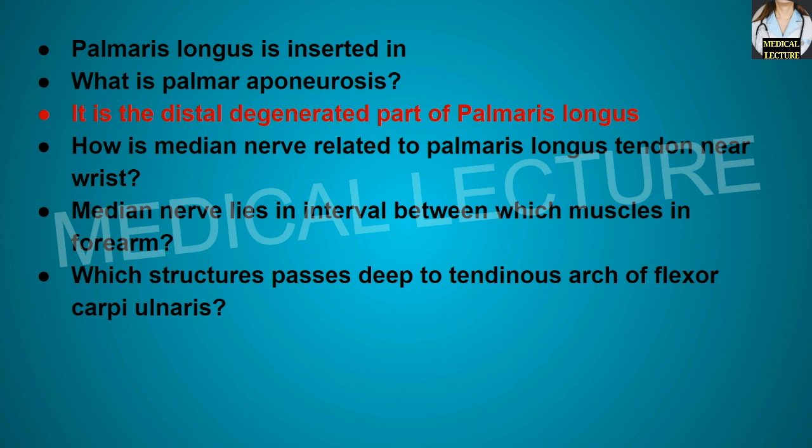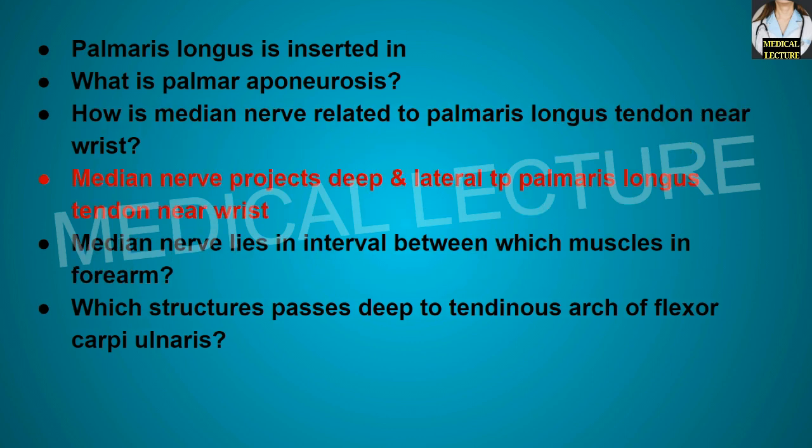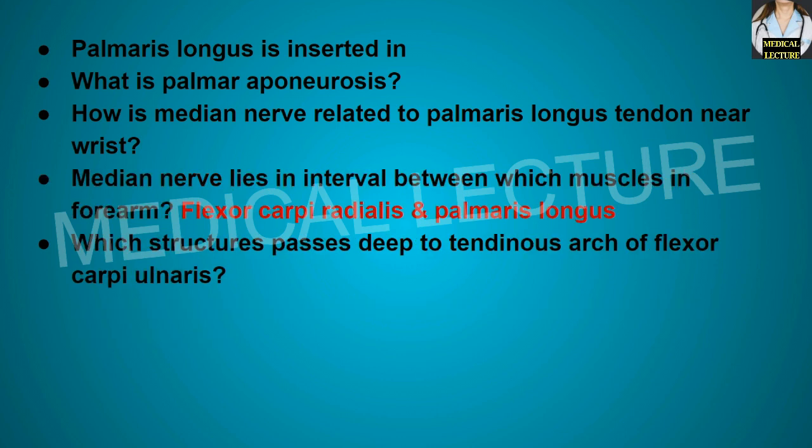How is median nerve related to the palmaris longus tendon near the wrist? So the median nerve projects deep and lateral to the palmaris longus tendon near the wrist. Median nerve lies in the interval between which muscles in the forearm? So median nerve lies in the interval between the flexor carpi radialis and the palmaris longus muscle in the forearm.